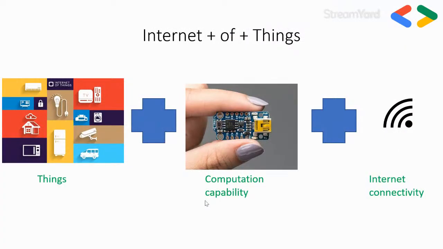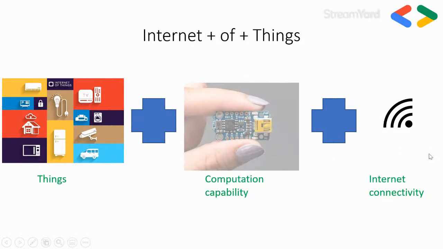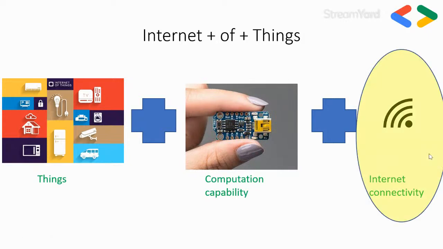So far we have covered things, adding sensors and actuators to those things so they can be more interactive with the real world. And then we talked about microcontrollers and how we can add computational capabilities to those things to make them smarter, right? Today's focus is going to be on this side, which is the internet connectivity, right?